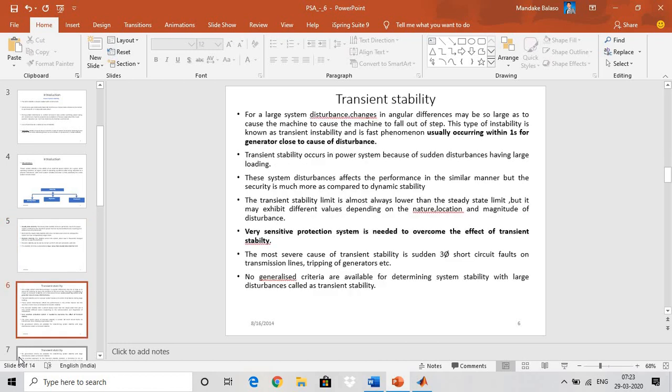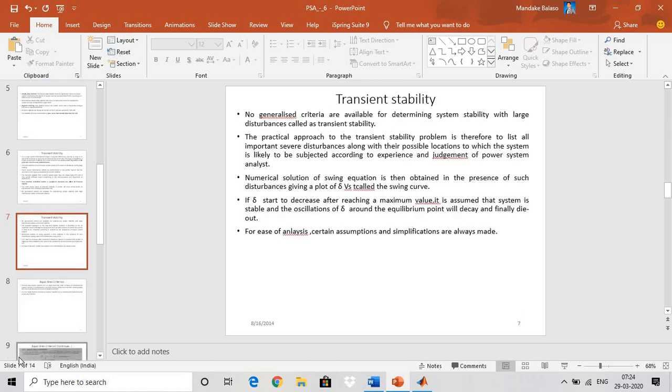And the next point is transient stability, which we have to study under this experiment. This type of stability comes into the picture whenever different types of disturbances having a more severe impact on the system are present. It is a fast phenomenon, usually occurring within 1 second for a generator close to the cause of disturbance. That means the time duration is very small compared to steady state and dynamic stability, and hence the sensitivity of the protection required in this system is more, and that's why the cost of the protection provided in case of transient stability is also more.